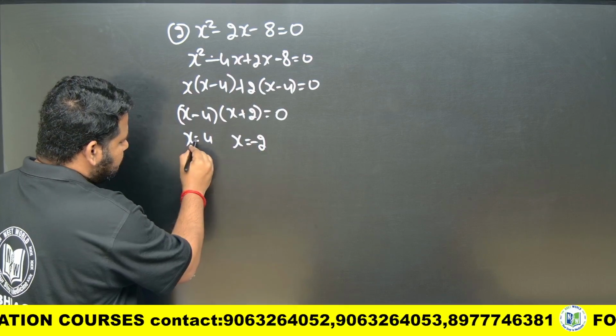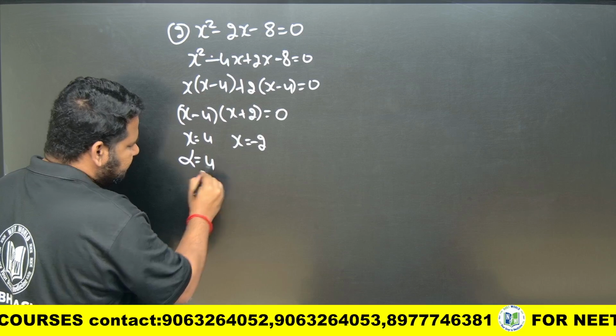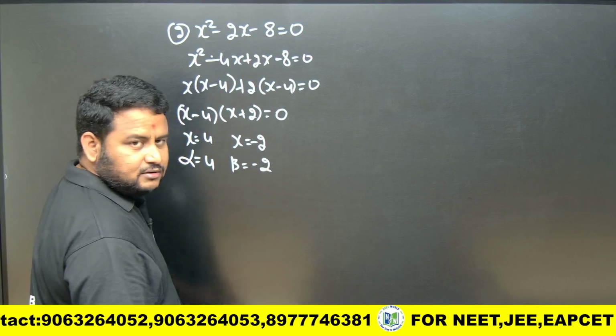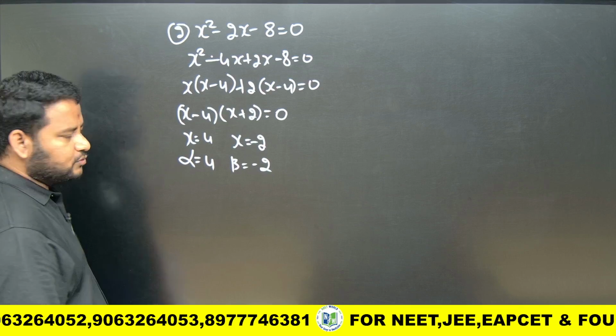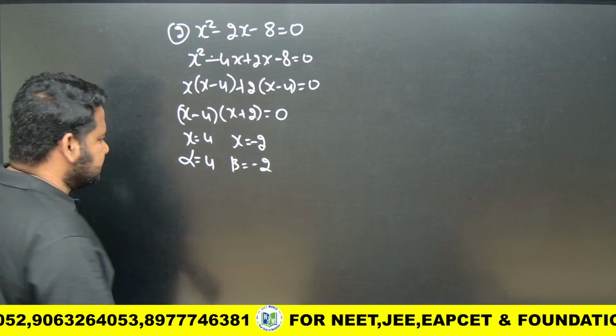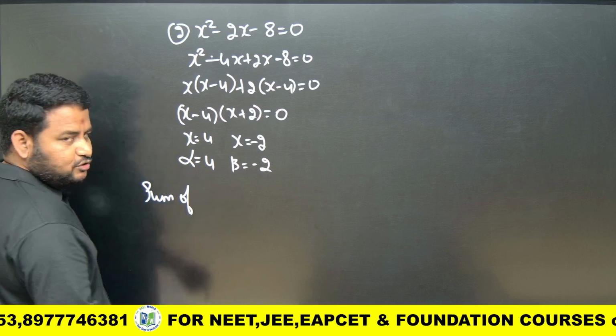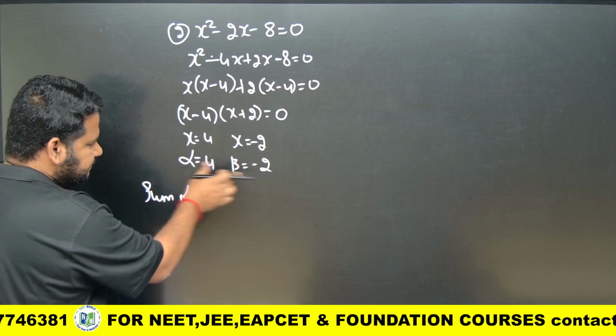So let me name this as alpha. Alpha is equal to 4 and beta is equal to minus 2. So alpha and beta we got. Now what do we have to do? Let us use a direct method, the relation between zeros and coefficients. You can write the heading here: relation between zeros and coefficient.